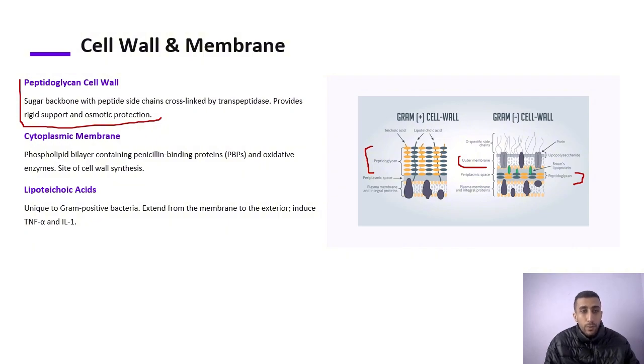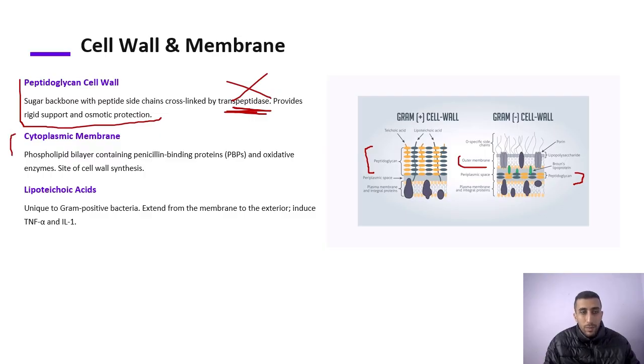So it is a sugar backbone with peptide side chains, cross-linked by transpeptidases. You have to know that it is peptidoglycan, so it has peptides and glycan. The sugar is the backbone, and the peptides are side chains, and the cross-linking is through the transpeptidase, and it is a target of antibiotics. You have to know the transpeptidase very well, and this provides rigid support and osmotic protection, as we've discussed.